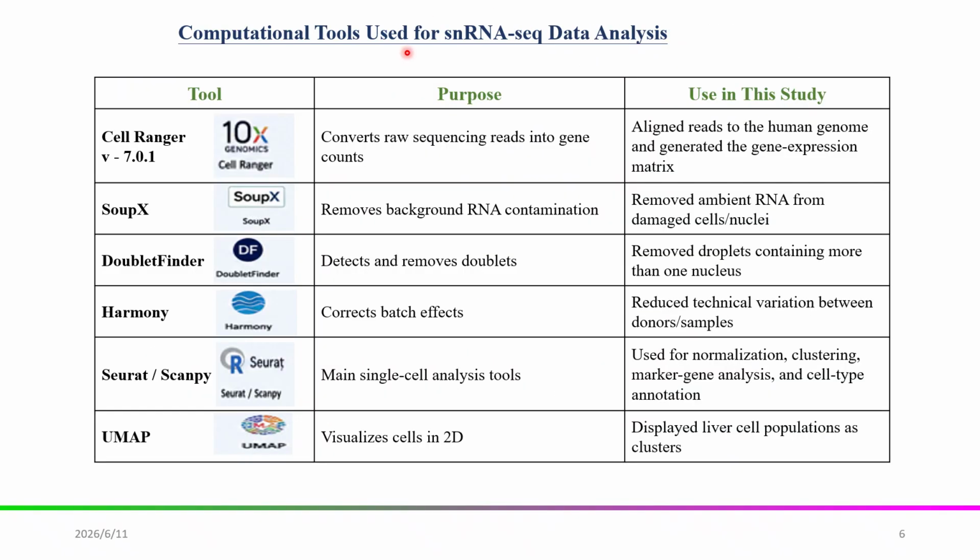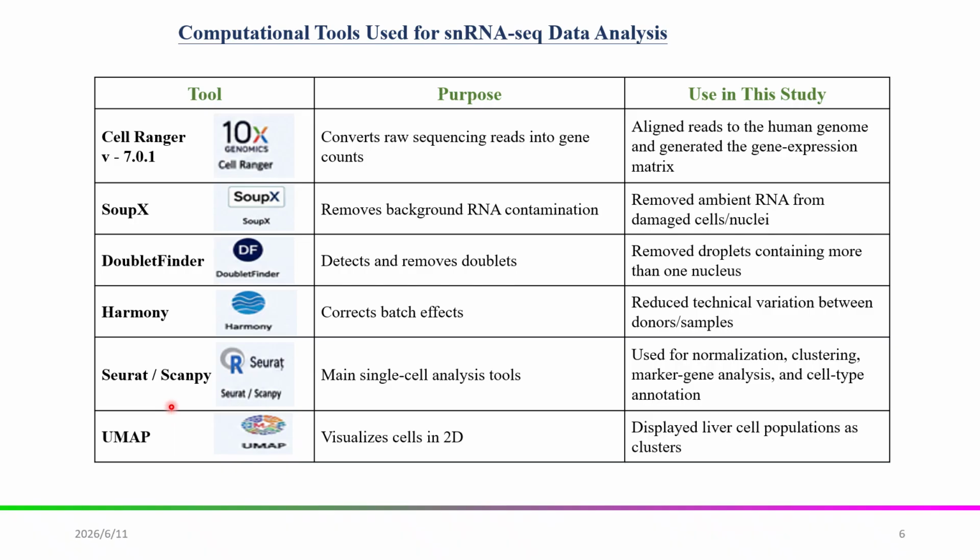Next, this slide summarizes the main computational tools used for single nucleus RNA sequencing data analysis. First, Cell Ranger was used to process the raw sequencing data. It aligned the reads to the human genome and generated the gene expression matrix. Then SoupX was used to remove the ambient RNA contamination. Next, DoubletFinder was used to remove the doublets. After that, Harmony was used for batch correction.